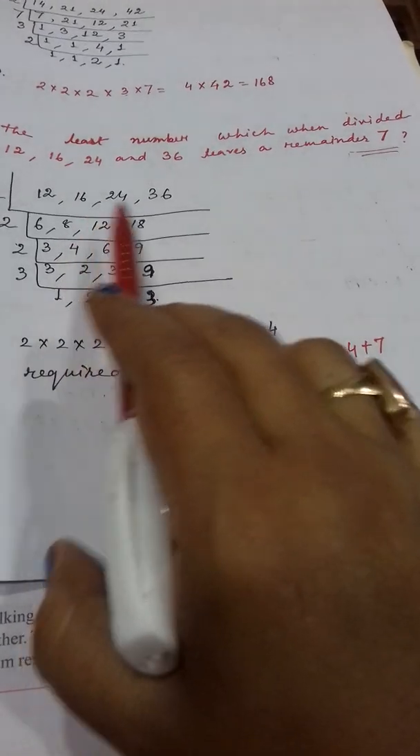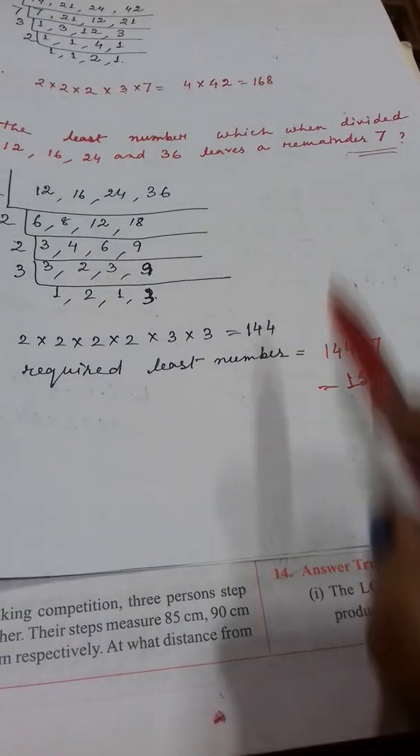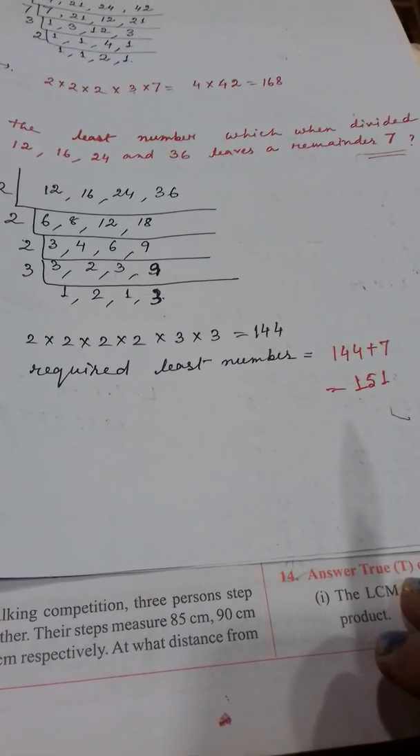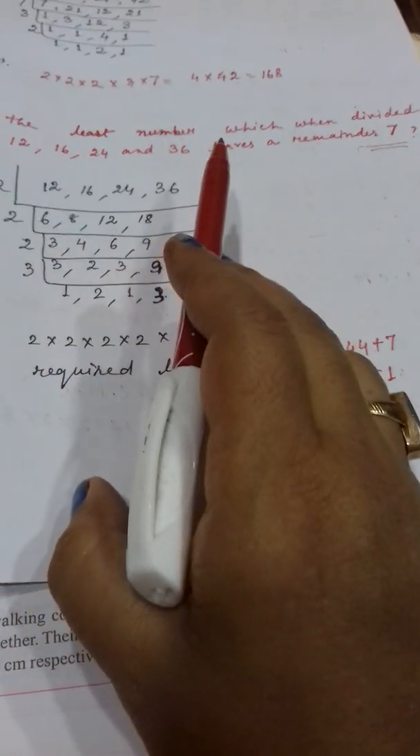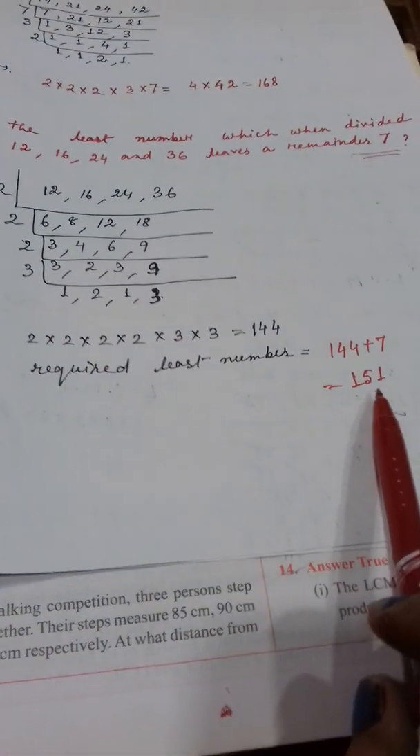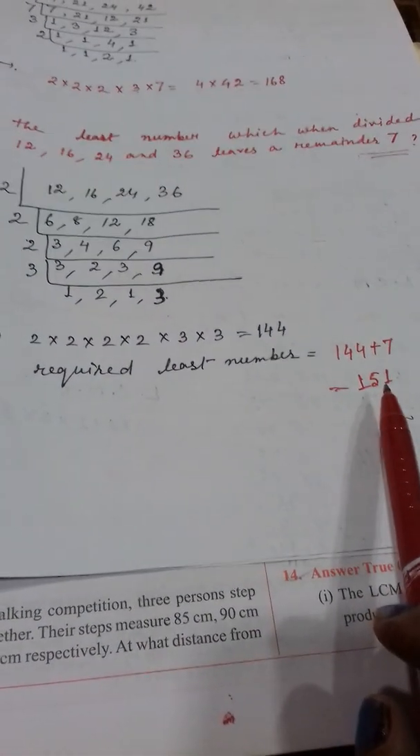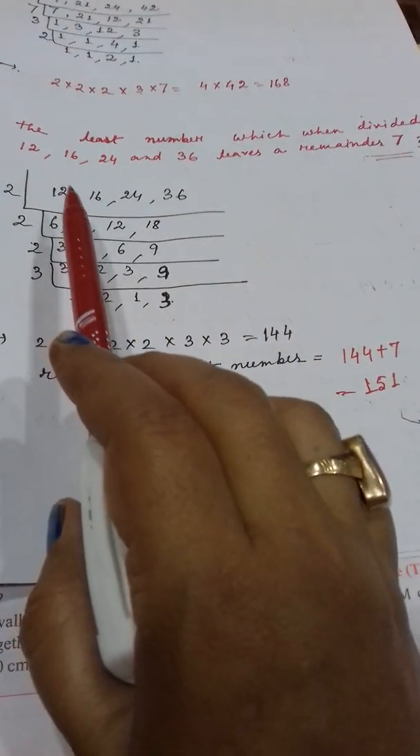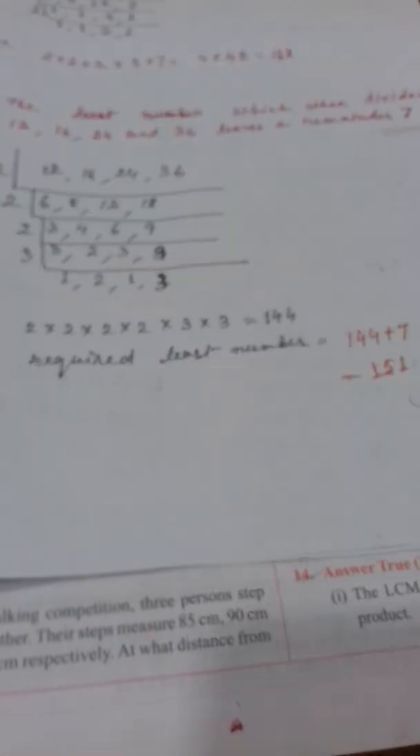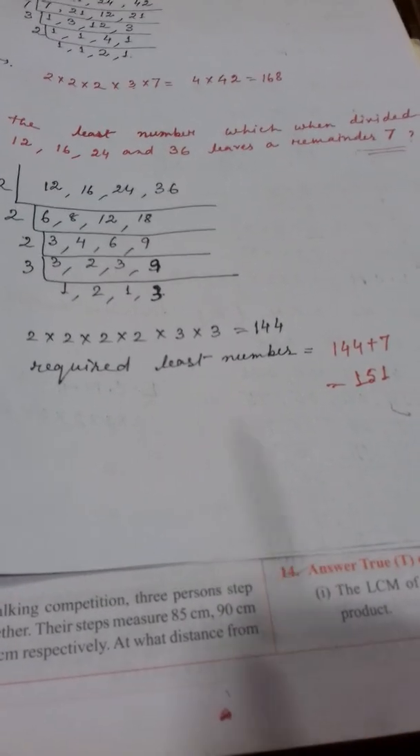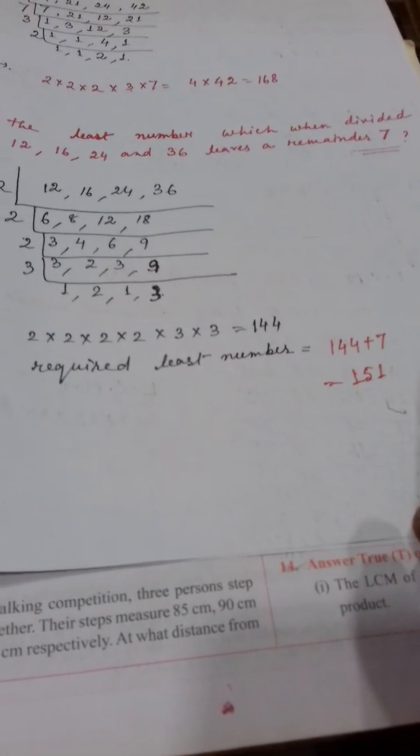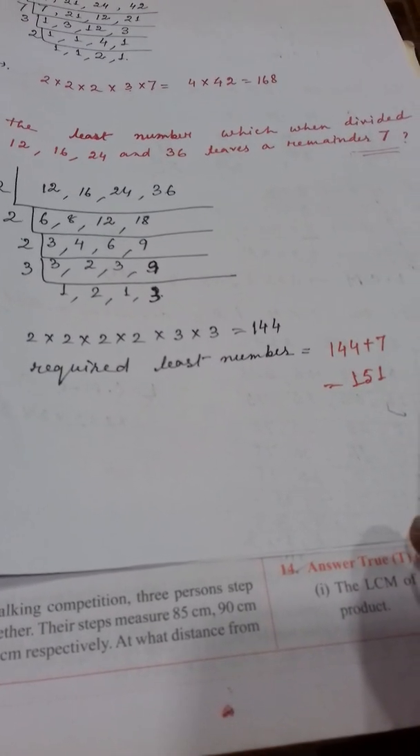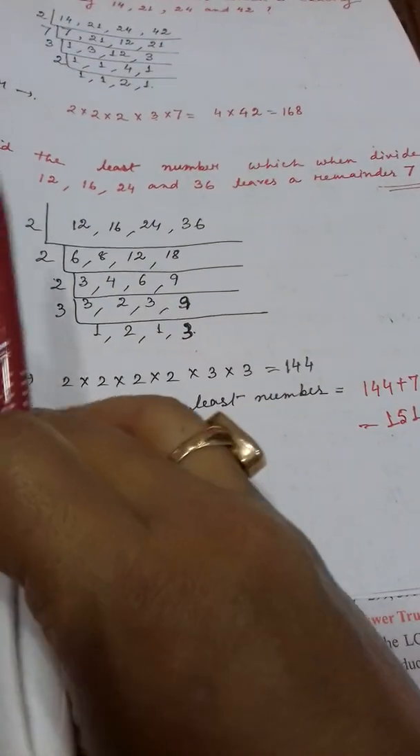If you divide by these numbers, you will get remainder 7 in each case. Clear? Understood or not? So try to understand this type of question. So your final answer is 151. Why? According to the question, if you divide by these numbers, then 151 gives in each case remainder what? 7. Clear everybody? Understood? So this is the sum, question number 5.